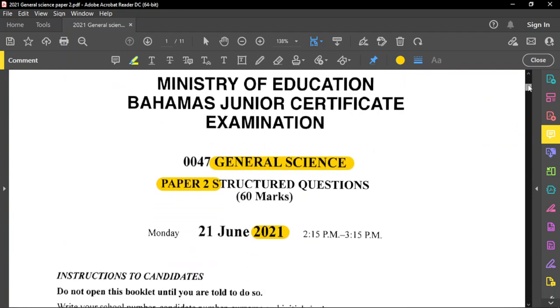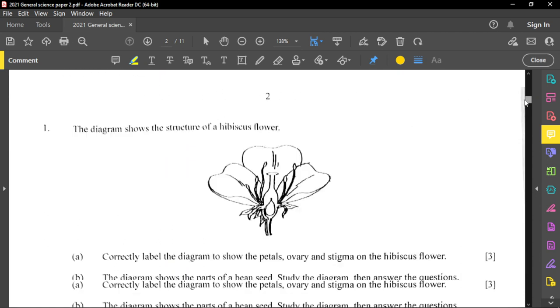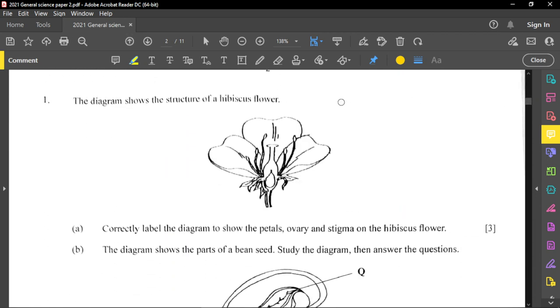All right, as mentioned, we're doing a general science paper. It is a paper 2 from the year 2021. It's a structure paper. All right, so let's dive into question number 1. Question number 1 reads that the diagram shows the structure of a hibiscus flower. For part A, correctly label the diagram to show the petals, ovary, and stigma on the hibiscus flower.